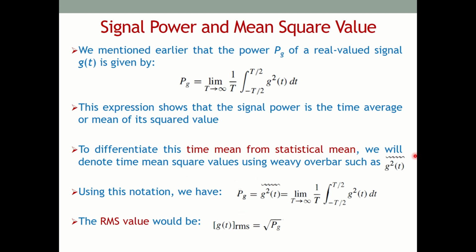So if we relate this to Pg, the total power, the time mean of g squared t is equal to the limit as time approaches infinity of the integral of g squared t. So this is the power of the signal, and since it's a time mean, if we take the square root of this, it becomes root mean square. So the square root of this Pg gives us the root mean square of gt.